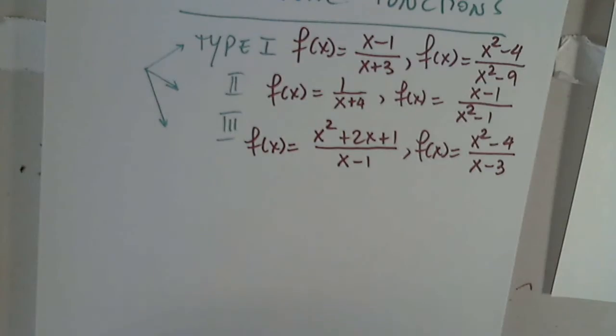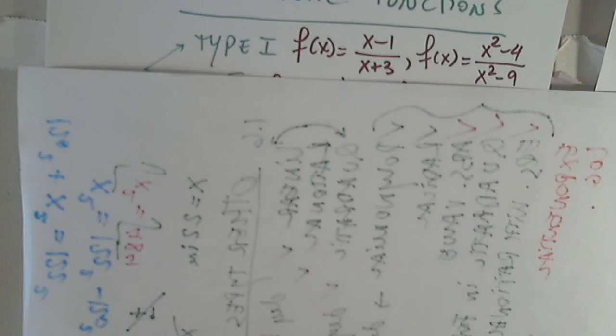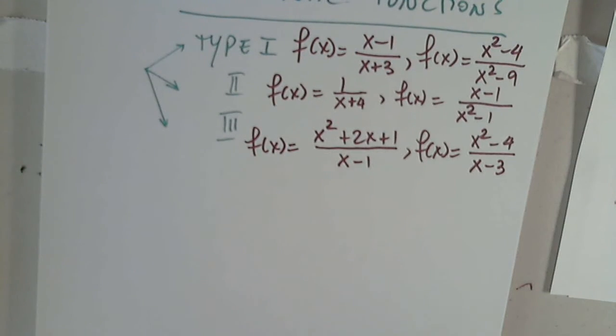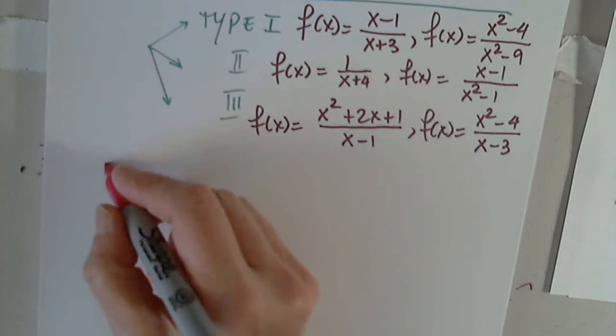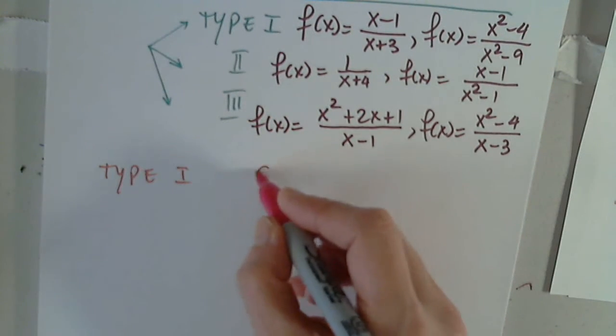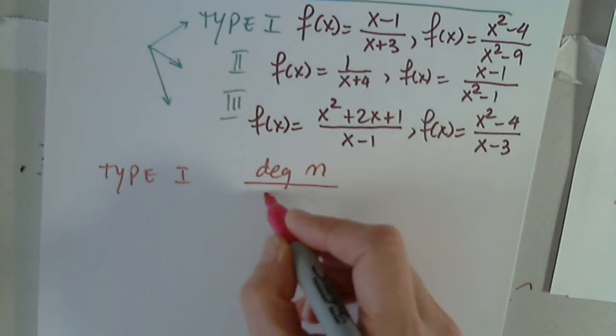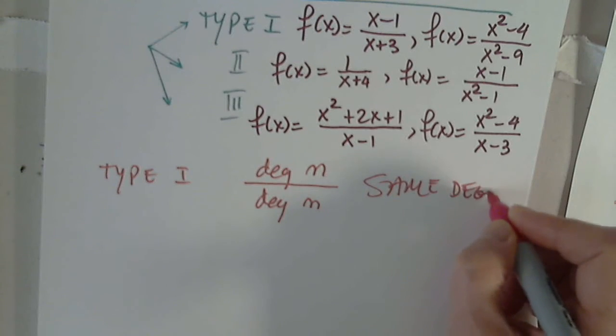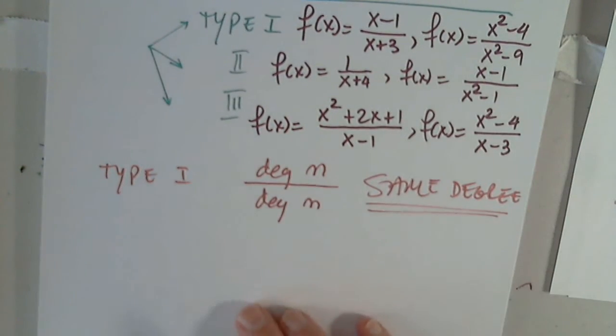So let's look at type 1. What do you notice? Forget about the other 2. What do you notice in type 1? Is there anything that says, I think I know what's the deal with type 1? The x on the top and the x on the bottom are the same. You mean the type 1 has degree n over degree n. Same degree, top and bottom.